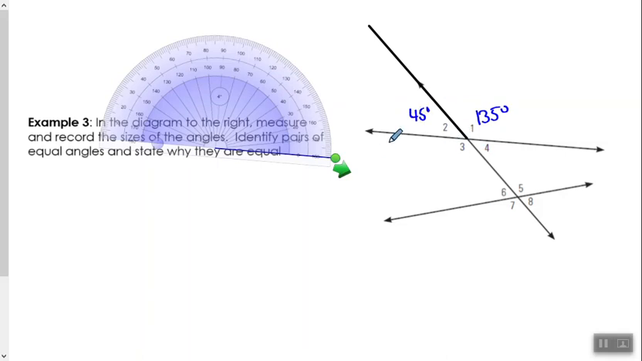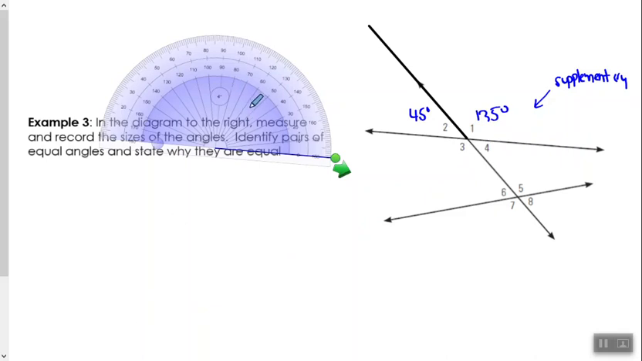Now this is something that we would expect, because if I take a look here, here we have a straight line, and angle 1 and angle 2 cut up that straight line. A straight line is 180 degrees, so this 45 degree angle and 135 degrees, if you add them up, you get 180 degrees. So these two are supplementary. Not equal though. 45 and 135 are not equal. And in our question, we want to answer, well, what are my equal angles?